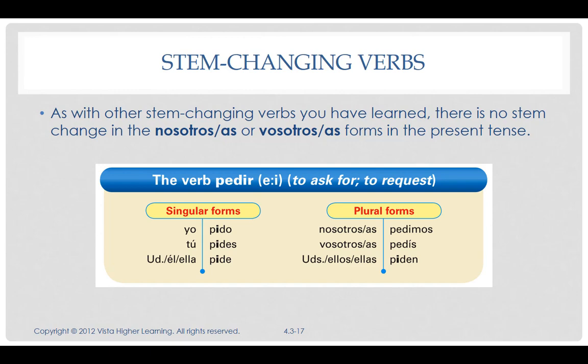Listen as the verb pedir is read. Repeat the forms. Yo pido. Tú pides. Usted, él, ella pide. Nosotros, nosotras pedimos. Vosotros, vosotras pedís. Ustedes, ellos, ellas piden.